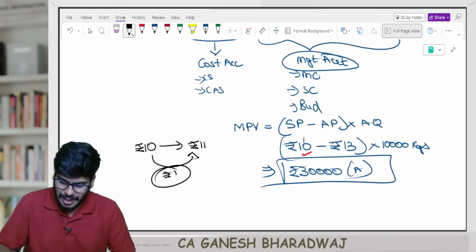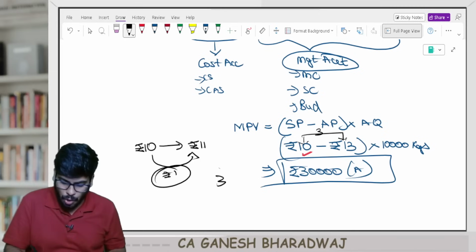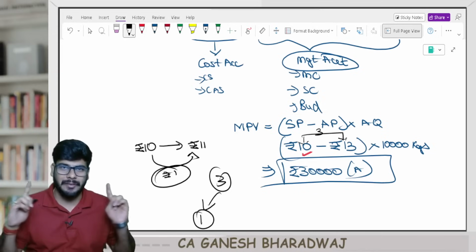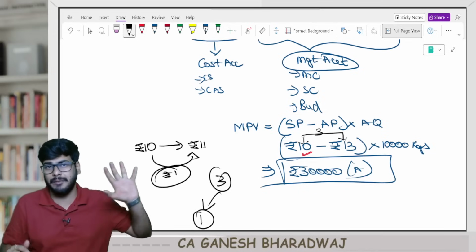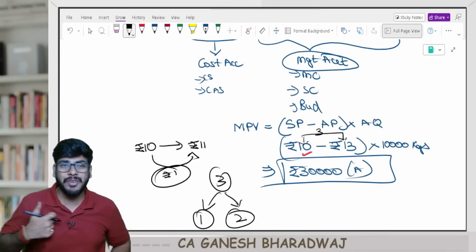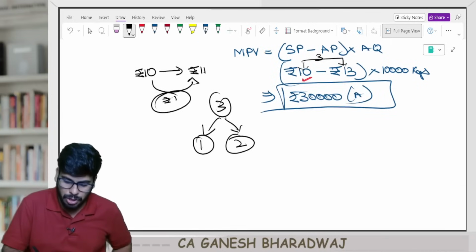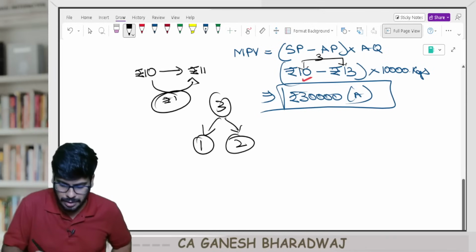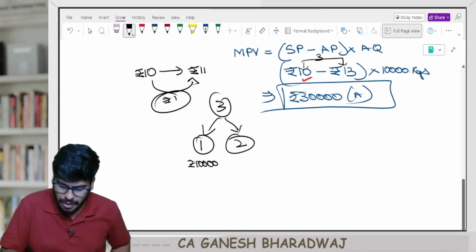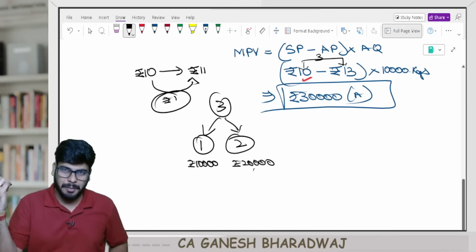Now, this guy has paid how much more? 3 rupees more. Out of this 3 rupees, 1 rupee per kg was genuinely because of market level changes, price level changes, inflation in the market. The balance 2 rupees is because of the inefficiency of the purchase manager to negotiate. So in this case, 1 rupee into 10,000 kgs, 10,000 rupees is attributable to genuine inflation, whereas 2 into 10,000, 20,000 rupees is due to the inefficiency of our purchase manager.